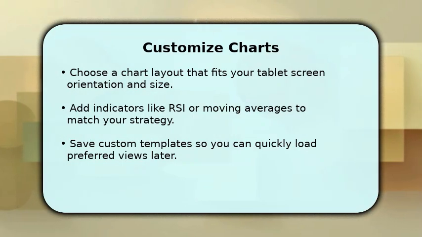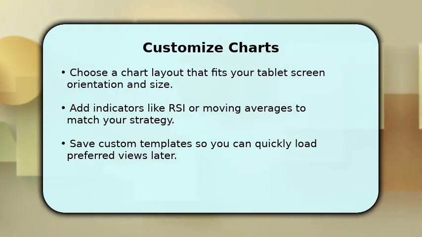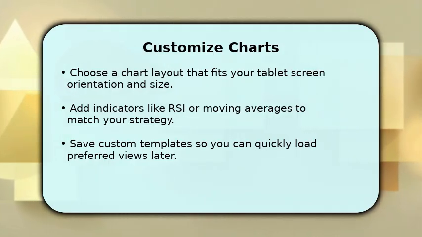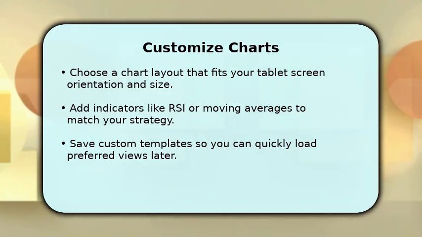Now we will customize charts step by step to make the tablet experience smooth and efficient. Start by selecting chart type and adjusting timeframes with touch gestures, then arrange indicators and study panels where they don't block price action. Use pinch to zoom and two-finger drag to navigate candles easily. Save your chart layout as a template so you can recall it with one tap, and create a watch list for favorite symbols to speed up trading decisions.